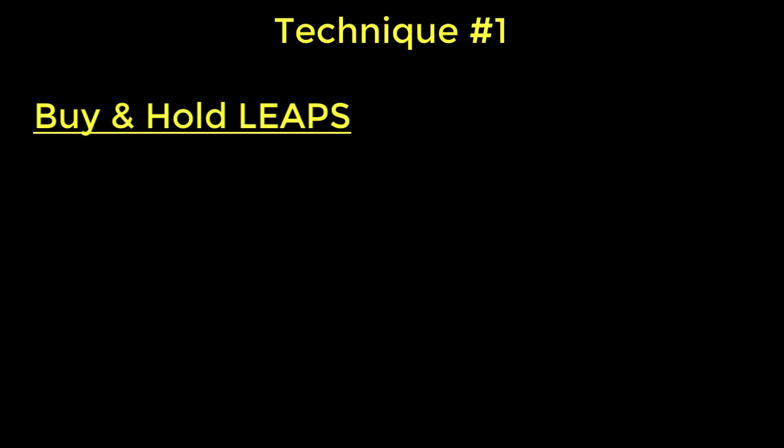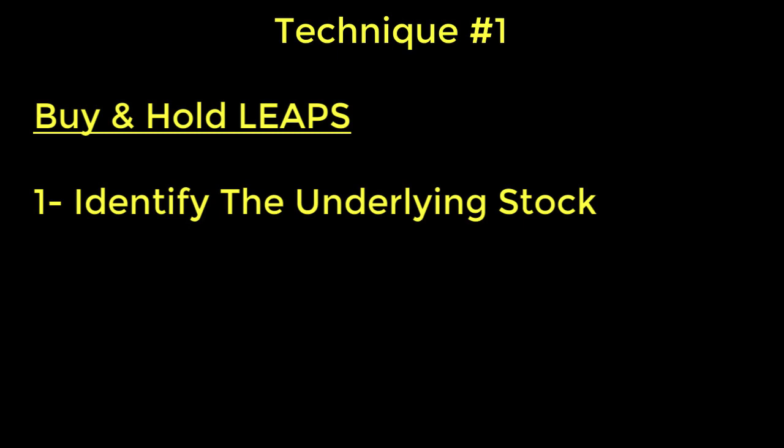This first technique is pretty simple and straightforward, and it's based off the philosophy of buying low and selling high. So I'm going to go ahead and buy and hold my LEAPS in order to earn a profit. And basically I use 3 steps. Step number 1, first I identify the underlying stock that I'm going to be using for my LEAPS option. And I want to find a stock that has huge growth and upside potential.